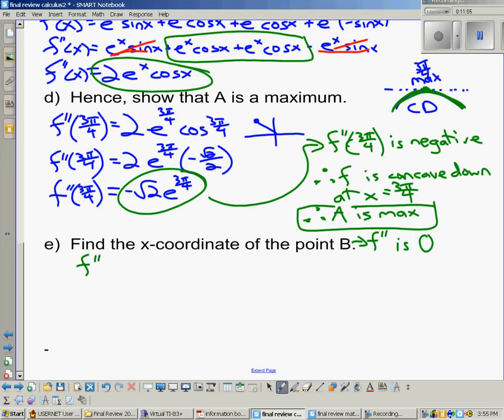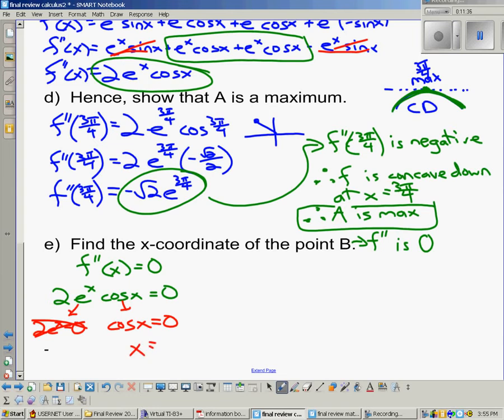All right, so let's figure out where we have a second derivative that's 0. We know that our second derivative is 2e^x cos x equals 0. Again, we could split this apart using our zero product rule. 2e^x equals 0. That's not going to give us anything. cos x equals 0. Ooh, where does that occur for the first time? cos x is 0 at 90 degrees, or pi over 2 radians.